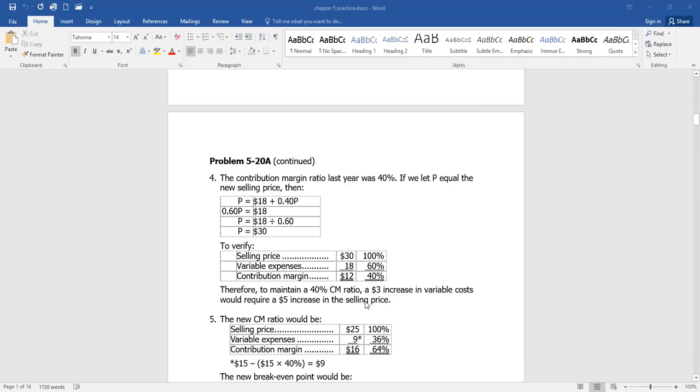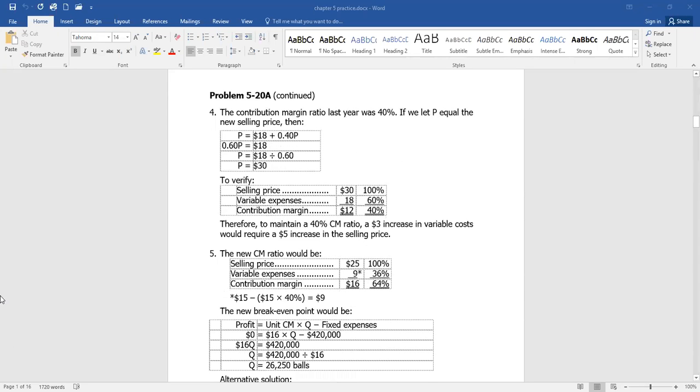So the price of the basketball would have to increase $5. Back to part 5. Refer to the original data. The company is discussing the construction of a new automated manufacturing plant. The new plant would slash variable expenses per ball by 40%, but it would cause fixed expenses to double. If the new plant is built, what would be the company's new contribution margin ratio and new break-even point in sales? So now we have to account for these new variables.